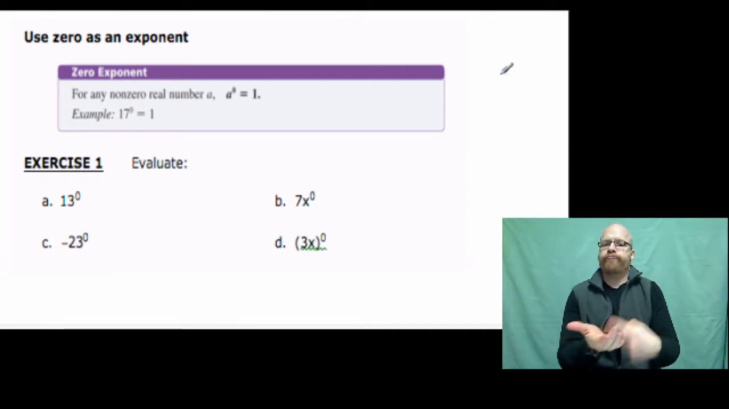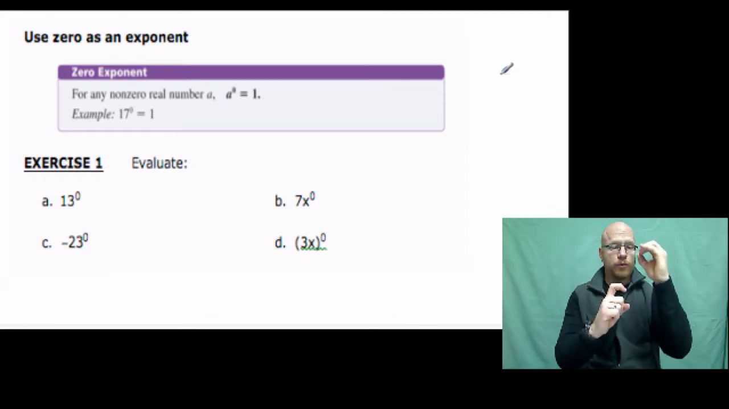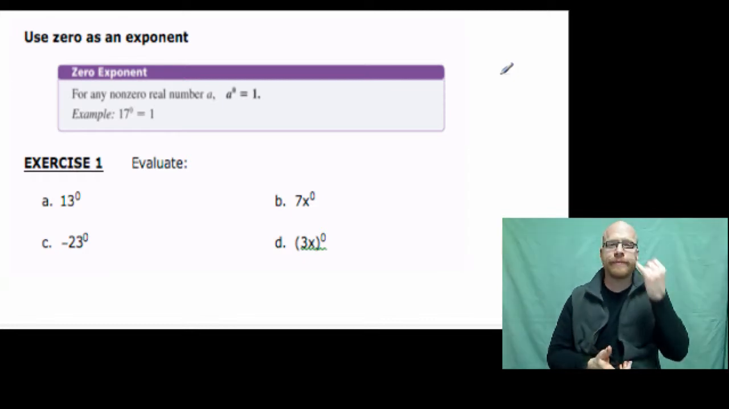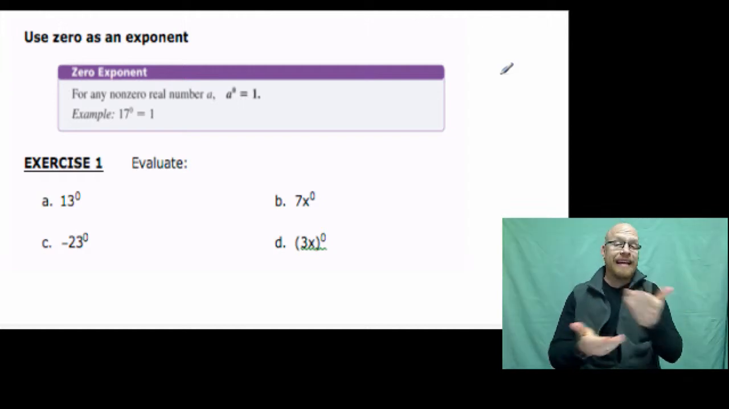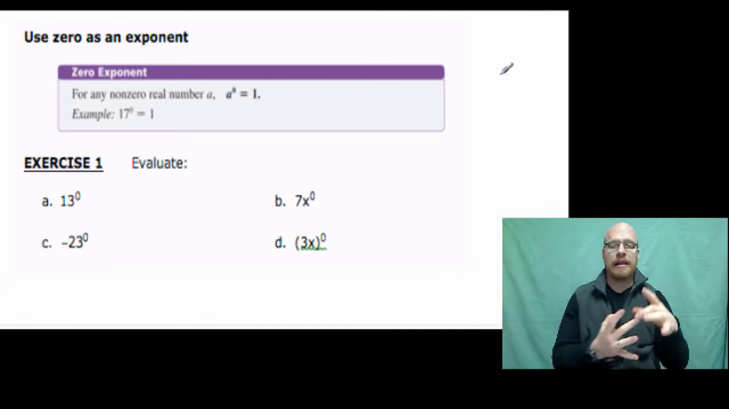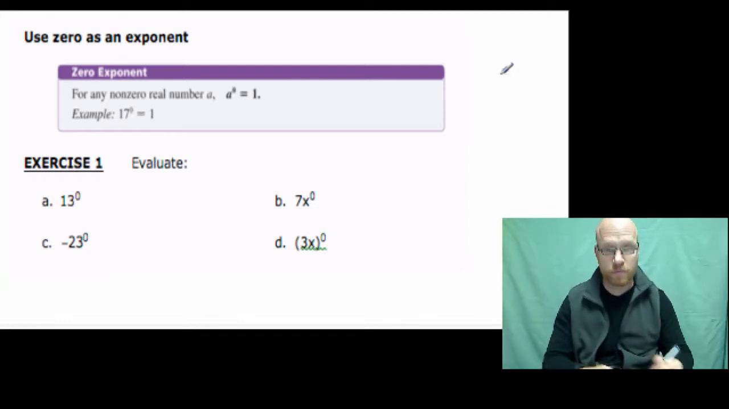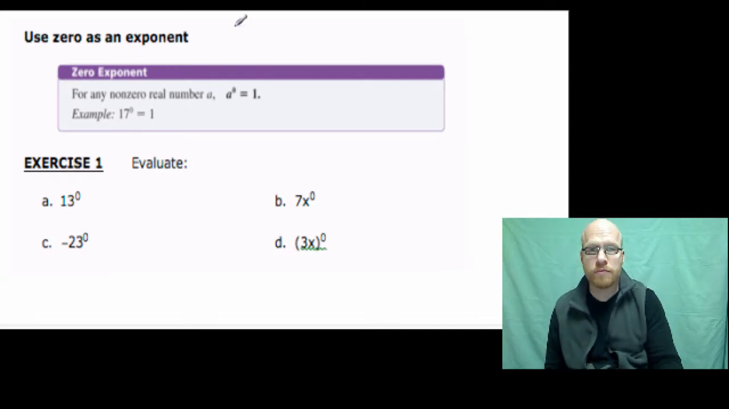The first rule we have here is if a number is raised to the zero power, what's the answer? If a negative number is raised to zero power, what's the answer? If anything is completely raised to zero power, what's the answer? It's 1. The one thing we cannot have is a equal to 0.